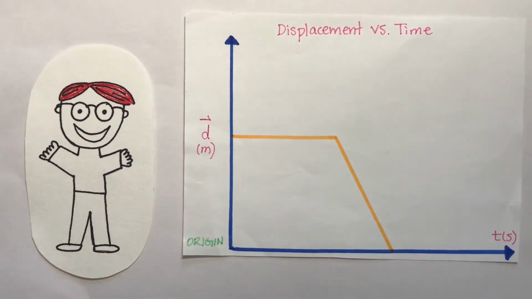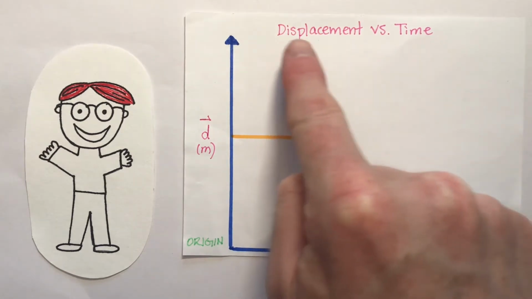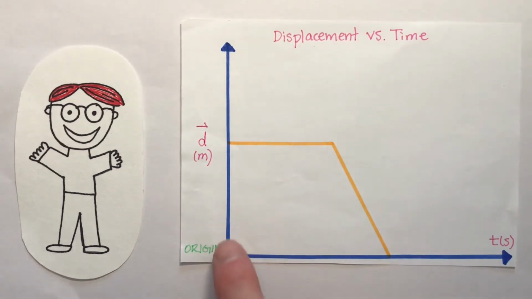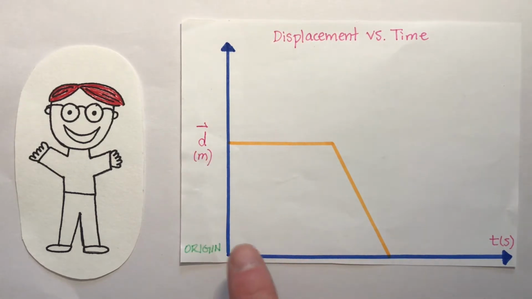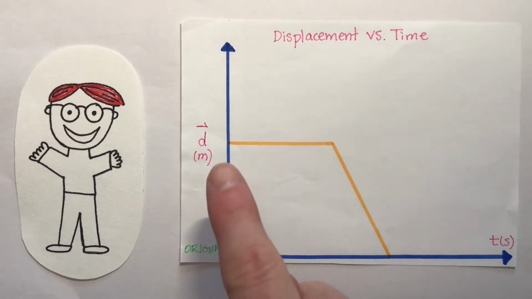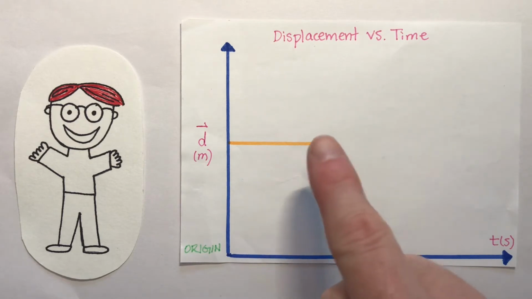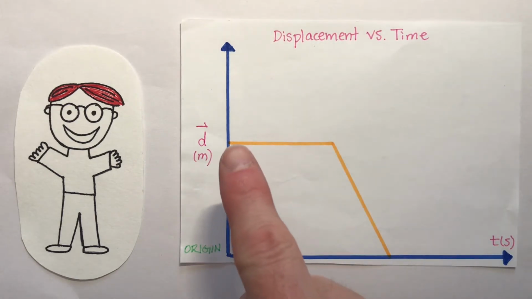Now every graph that we consider has to have a few key pieces of information, the most important of which is the title, which we have right here, displacement versus time. We also have two axes that must be labeled. Here we have a displacement measured in meters on our vertical axis, and on our horizontal or x-axis we have time measured in seconds. We also have labeled our origin, which is the beginning of the graph. Now all graphs have information drawn on them, and it's this information, these lines, that we need to decipher.